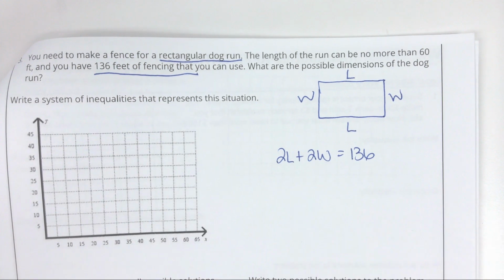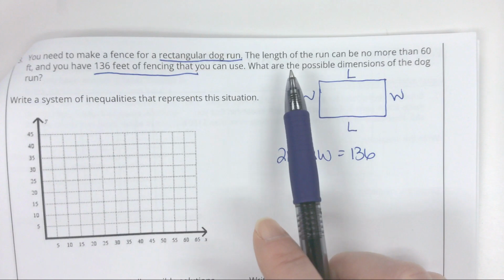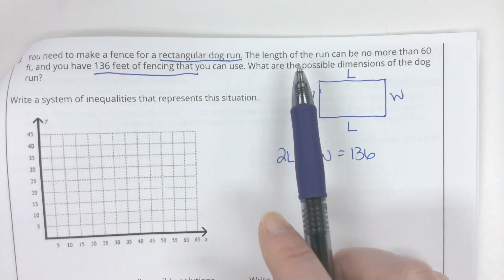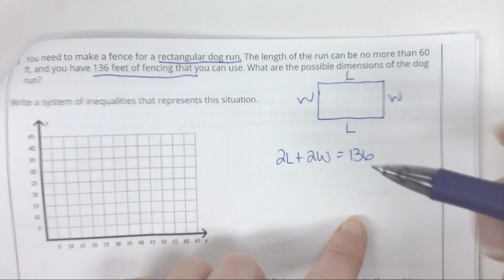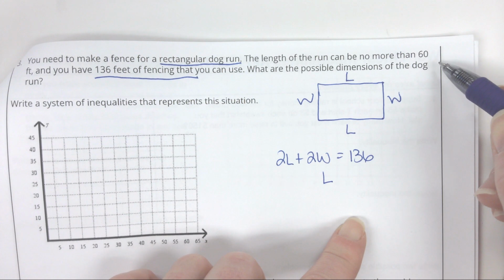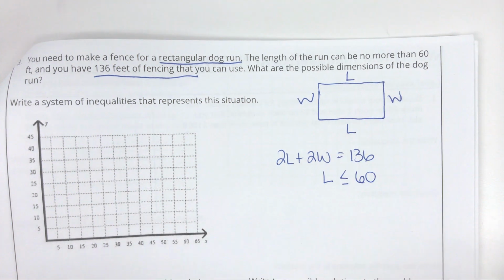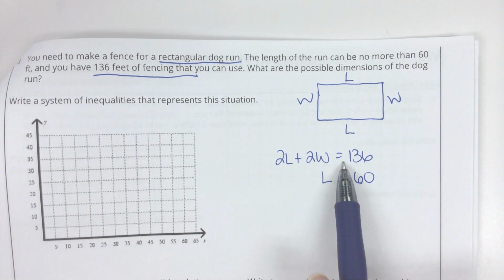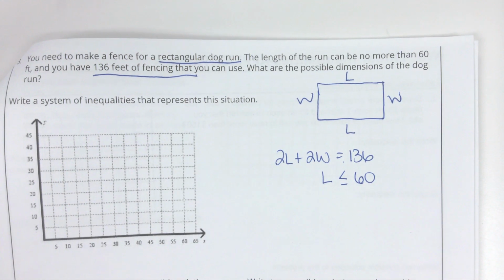Since I'm saying they have 136 feet of fencing, 2L plus 2W, did I say it wrong? Bryce, if you can remember at the end of the hour. The length can be no more than 60 feet. So no more than means less than or equal to 60. And also I'm going to change this because if I have 136 feet of fencing to use, it could be 136, but couldn't it also be less than 136?